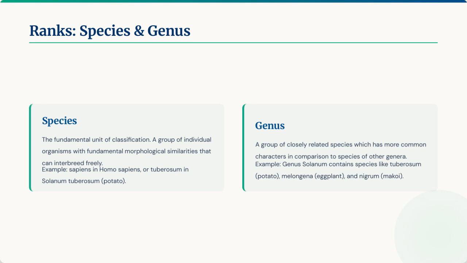This groups together closely related species that share more common characteristics compared to species in other genera. For instance, the genus Solanum includes species like tuberosum, which is potato, melongena, which is eggplant, and nigrum, known as makoi. Understanding these ranks helps us see how organisms are categorized based on their evolutionary relationships and shared features.